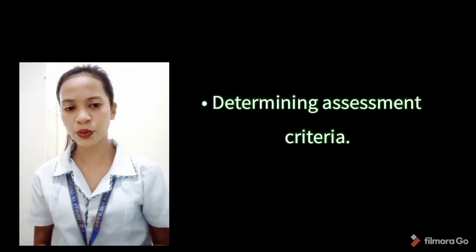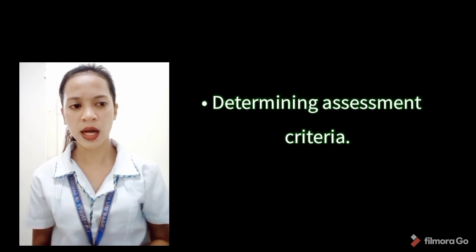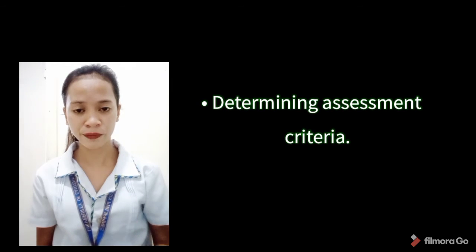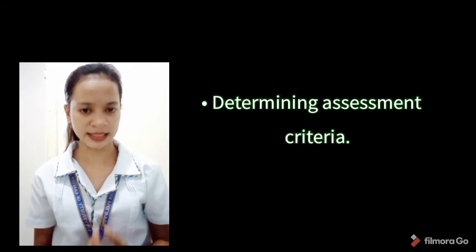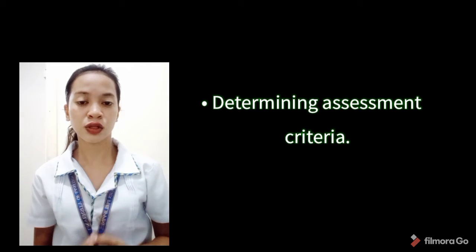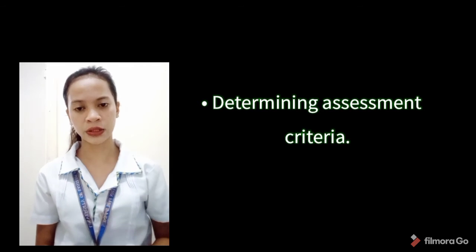Rubrics should be used in order to determine quality of the evidence and portfolio and to make a reliable and valid assessment. So that is determining assessment criteria. So those are the three factors that need to be considered during the organization of the portfolio content. Now let's move on to the important points in the portfolio developing process.